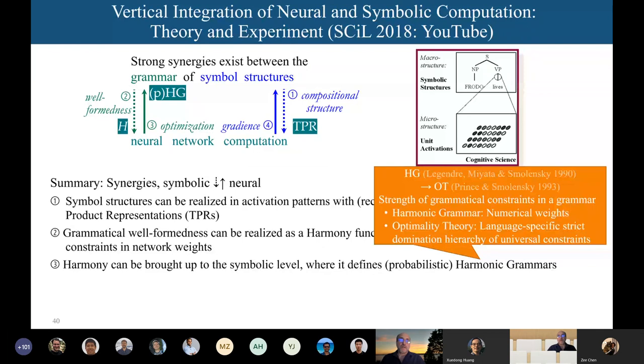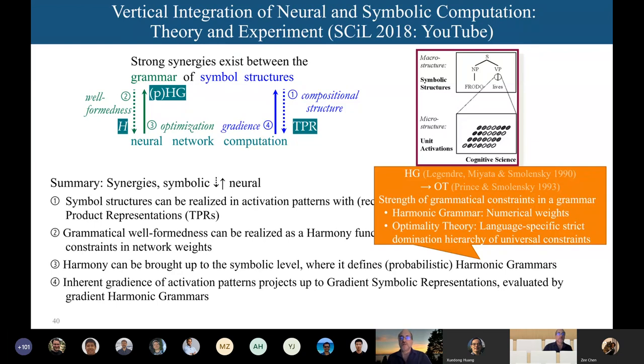The last connection between the levels here, again, a bottom-up connection, is that neural network computation has continuously varying vector representations. This kind of continuity is often called gradients in cognitive science. The representations are graded rather than discrete. And this also can be pulled up to the higher level to introduce the notion of gradient symbol structures. These gradient symbol structures can be evaluated by harmonic grammar, so you can still define what is a grammatical structure, even though the structure consists of partially active symbols arranged in different positions in the structure.